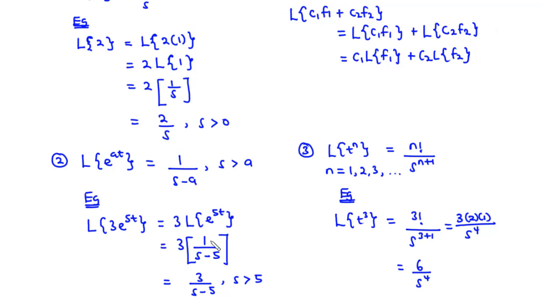Now let's move on to the fourth function. So for the fourth function, we have f of t equals e to the power at times t to the power n. Now the Laplace transform of this function is said to be equal to n factorial over s minus a, exponent n plus 1. So this is quite similar to the third function.